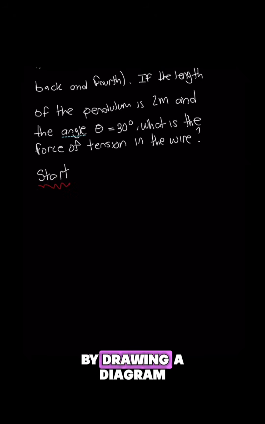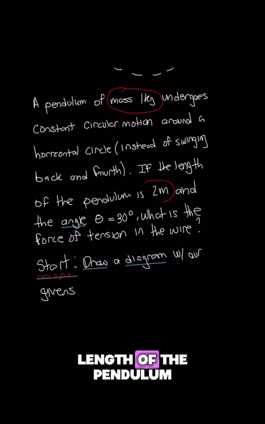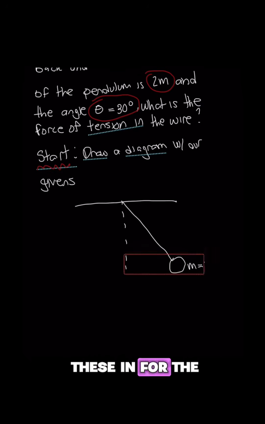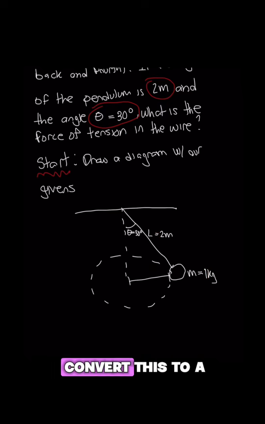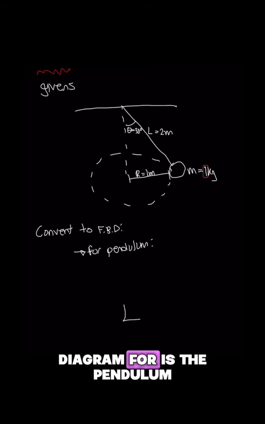So, we can start off by drawing a diagram with our givens. In the question, it says the mass is 1 kilogram, the length of the pendulum is 2 meters, and the angle theta is 30 degrees. So we can plug these in for the pendulum values here, and then we can convert this to a free body diagram. The object we are going to be drawing the free body diagram for is the pendulum.